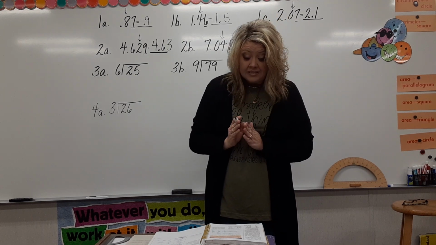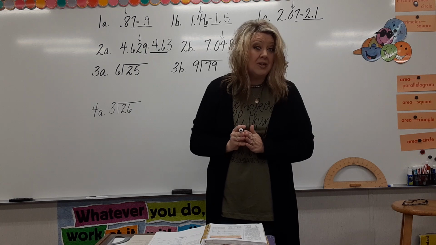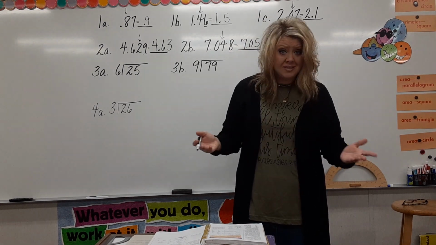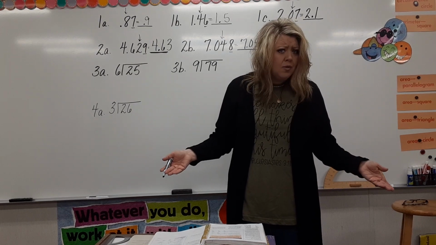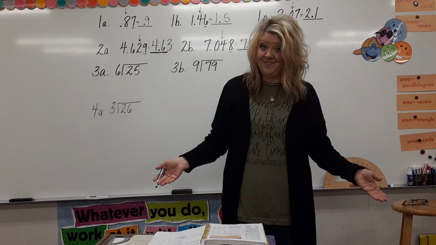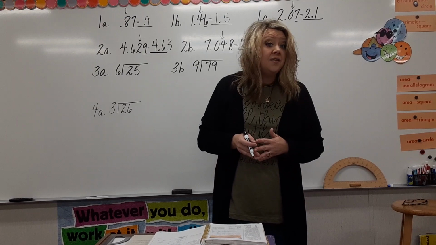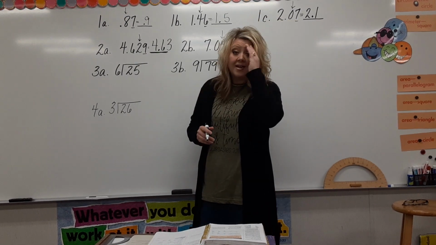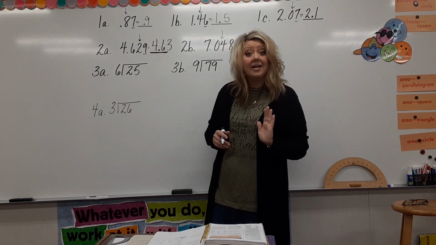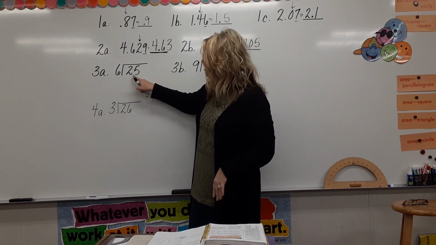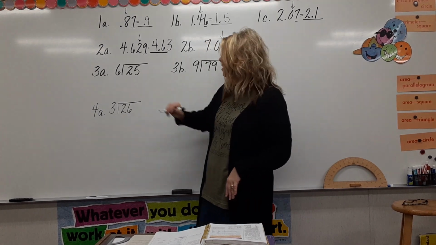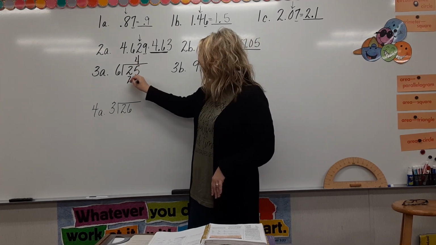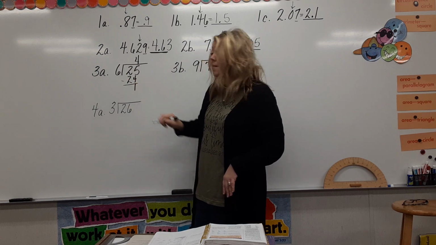Number 3, round off to the nearest tenth. Now, in order for us to round to the nearest tenth, what do you think we would have to divide to? You're going to have to divide to the nearest hundredth. And remember, we add a decimal and a 0 one at a time. So we've got 6 into 25. Now I know 6 can go into 25 4 times because 6 times 4 is 24. That leaves a remainder of 1.